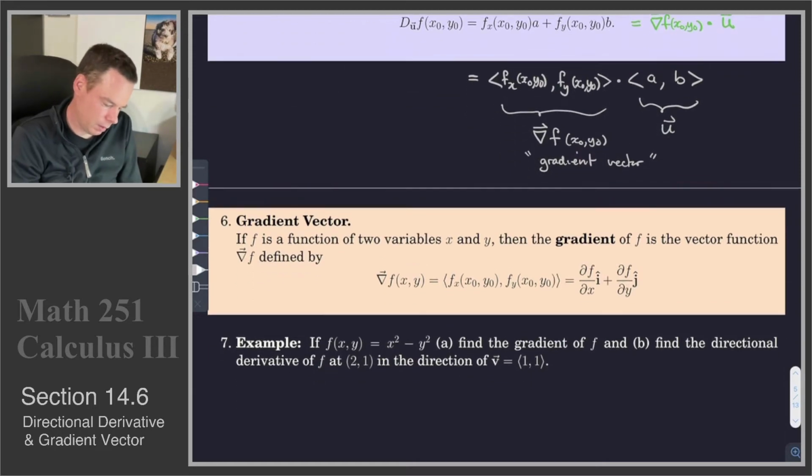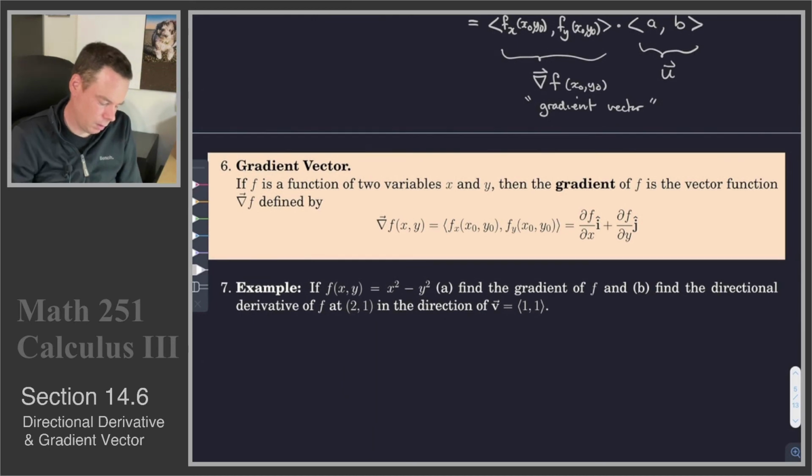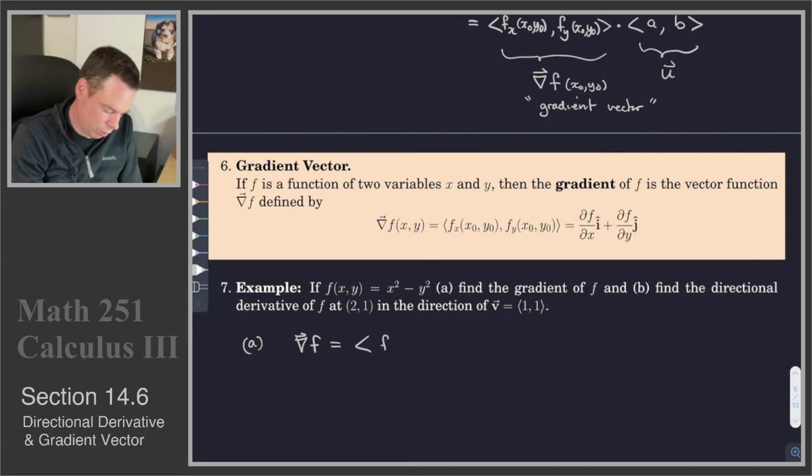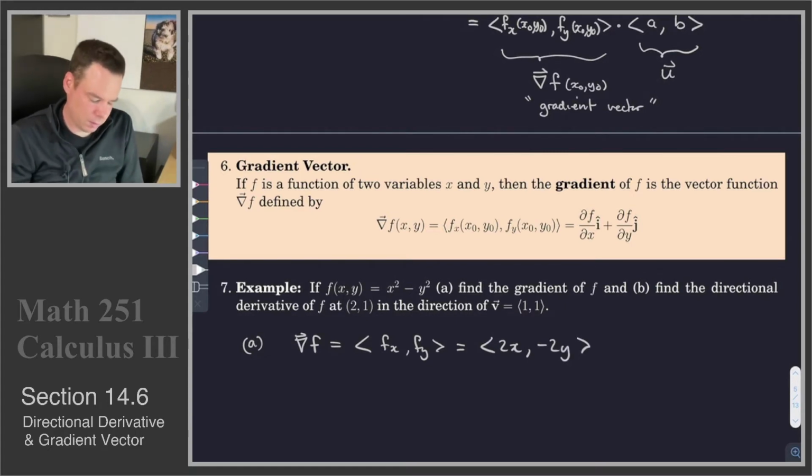So let's have a look at an example where we compute a gradient. If f is given by x squared minus y squared, let's, part A, find the gradient of f. So the gradient of f would be just the x partial and the y partial. So that would be 2x and negative 2y. So that's it, there's our gradient. And that wasn't at a particular point, this is just the general gradient at any point (x, y).